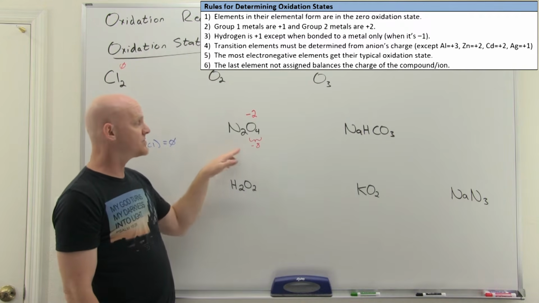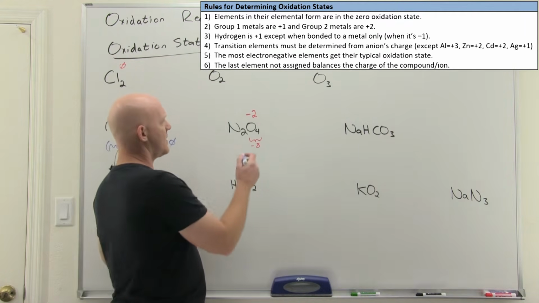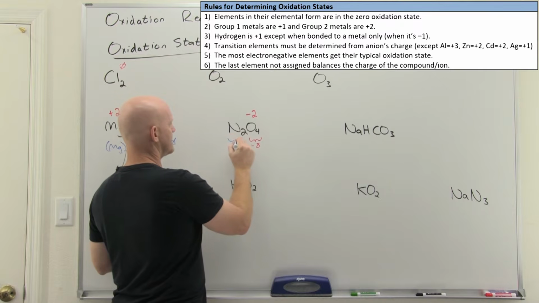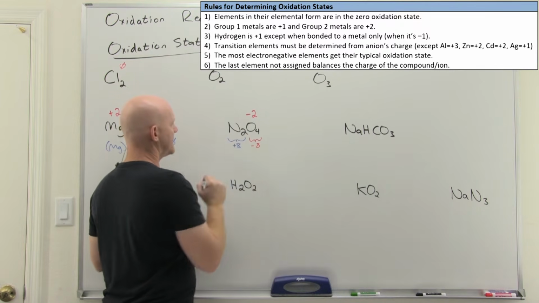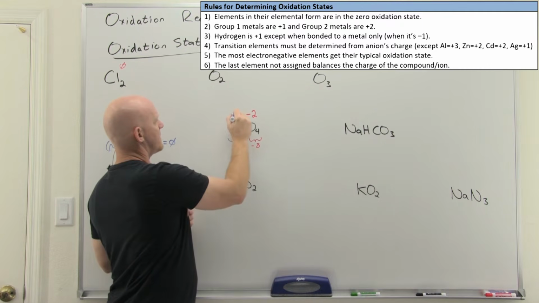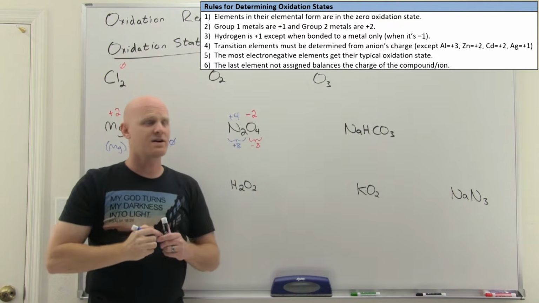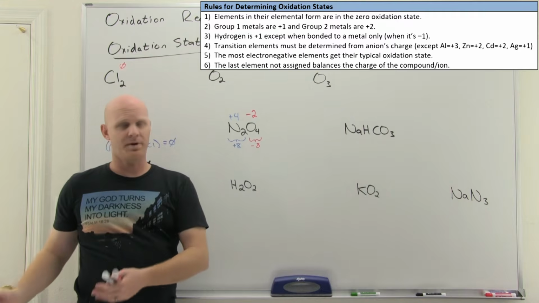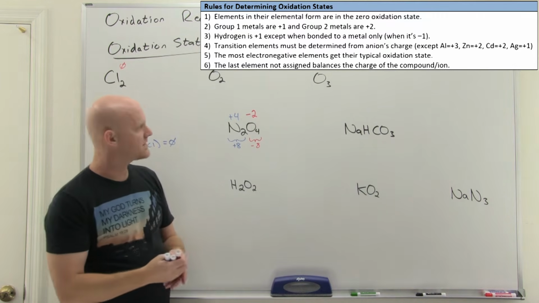But we do have to balance out the total charge here. Since all of those oxygens total -8, then all of these nitrogens must total +8. For them to be +8, and there's 2 of them, each of them is +4. So nitrogen's oxidation state here is +4, determined by our lovely rules. Let's move on to the next one.